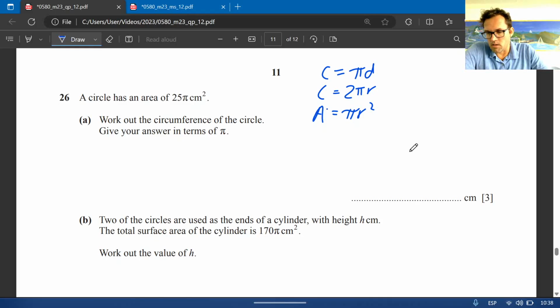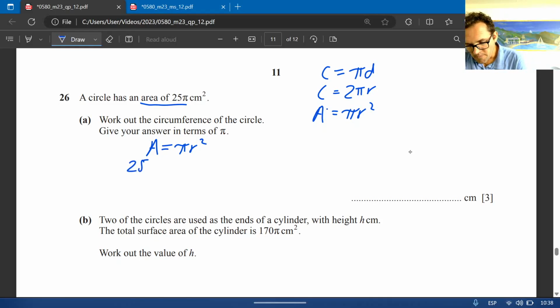It's easy. No, it's not easy, because we don't know what the diameter or the radius is. We only know what the area is. So let's write that down. We know that area equals pi r squared. You know the area is 25 pi.